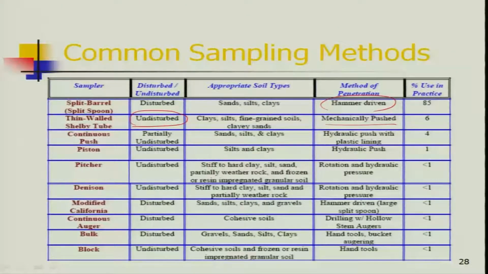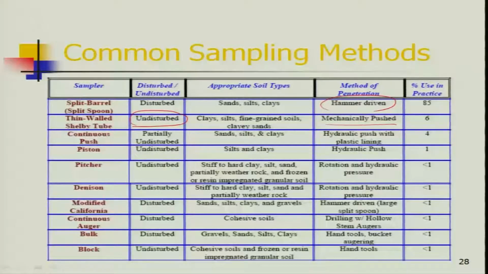for stiff to hard clay. Why am I saying this? These are different sampler tubes, and it has been particularly classified which sampler tube you are going to use for what kind of soil. If it is a stiff to hard clay, you cannot use your thin walled Shelby tube. So in that case, pitcher undisturbed: it is collected by means of rotation, by rotating you push it inside.